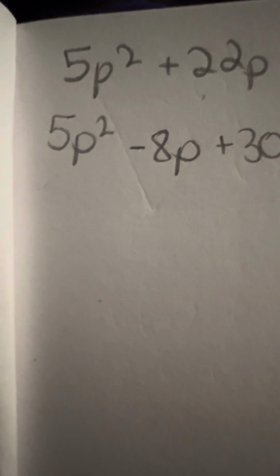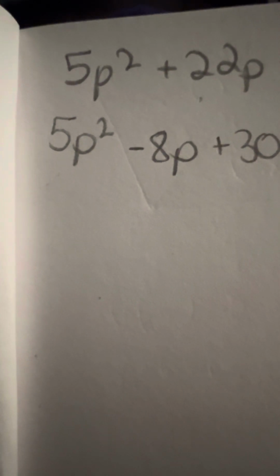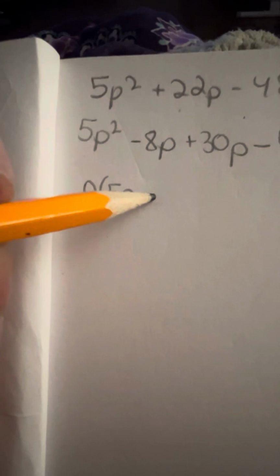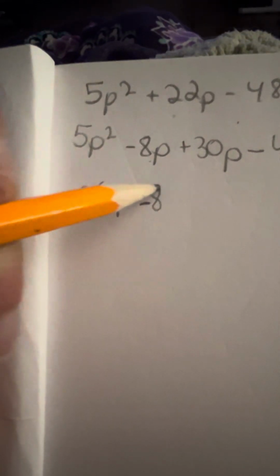Then I'm going to take a look at these first two terms, and I'm going to say, okay, what do they have in common? The only thing they have in common is the p. So we're going to pull the p out. p times 5p will get me 5p squared. I have minus, what times p gives me 8p? That would be an 8.